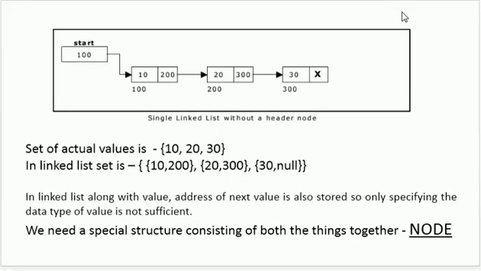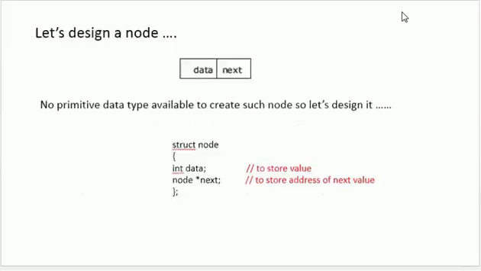What I have told you is that we need a special structure which consists of both the value and the address, and we are going to call it a node. So we just want to see what the design of the node should be. So let's design it. Somehow I can visualize that my node is of this type, which consists of two different parts. One is the data part and another is the next part. We don't have any data type available in any programming language which creates such nodes for me. So I'll have to design it on my own.